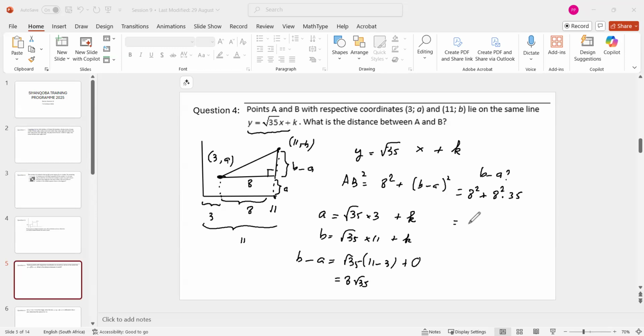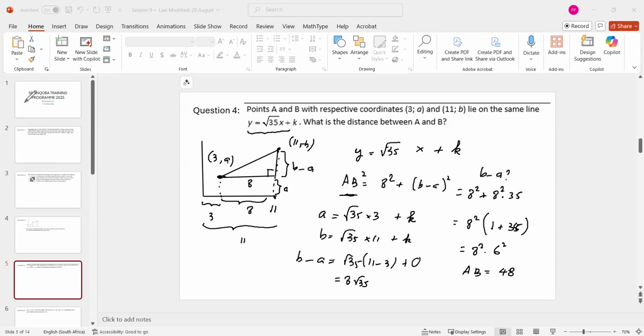Now I can take out 8 squared as a common factor. So you don't need calculators. 8 squared goes into this: 1 plus 35. That's the power of mathematics, the algebra. So this is 8 squared times 36, which is very nice, because that is 6 squared. So you get AB squared is 8 squared times 6 squared. So AB is a lovely answer: 8 times 6 is 48. Okay, it's a nice problem involving graphs and understanding what you mean by coordinates.